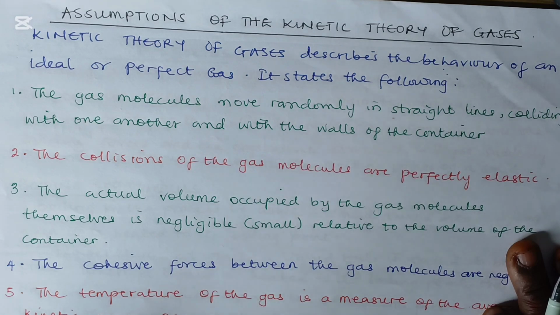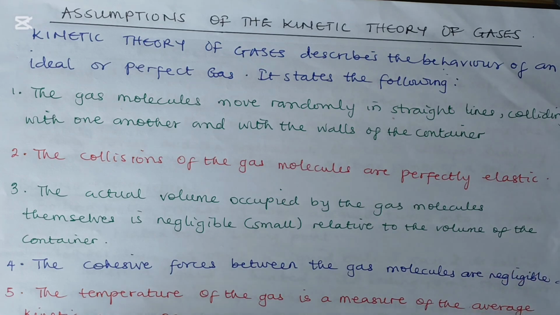So if a gas is in a container, the particles are always moving, and they're always colliding with themselves and with the wall of the container. Also in liquids, the particles are always moving, colliding with themselves and with the wall of their container. It is only in solid form that the particles are still. They are held by cohesive force, which makes them not free. So the first assumption says that the gas molecules move randomly in straight lines, colliding with one another and with the walls of the container.